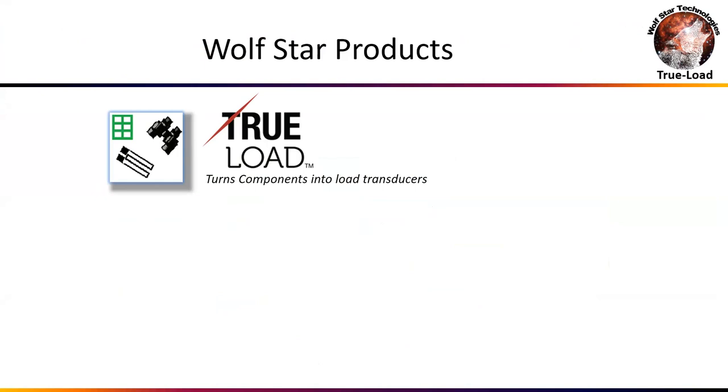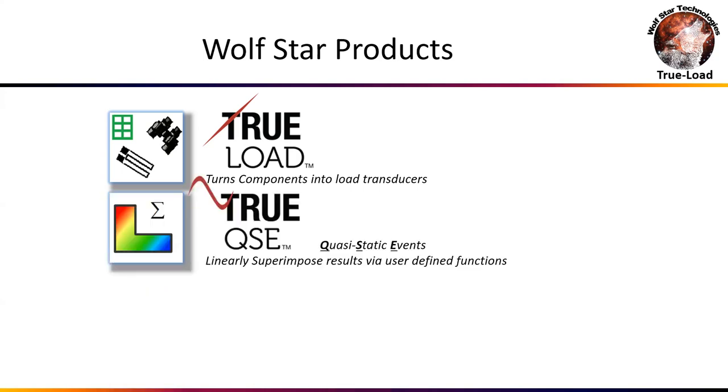You place the strain gauges on the part, and then you'll go out and do measurements. And from those strain measurements, we will back calculate time histories of loading on your structure. So we're really just turning your parts into load transducers by leveraging the FEA model and strain gauges to work together.